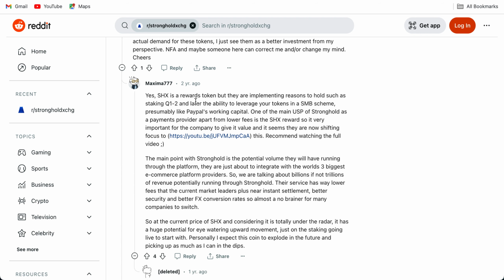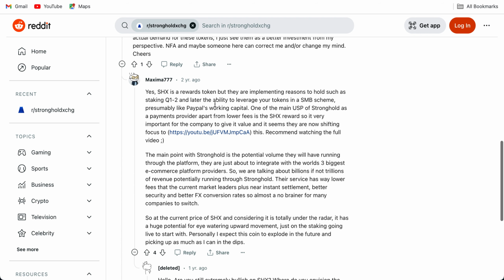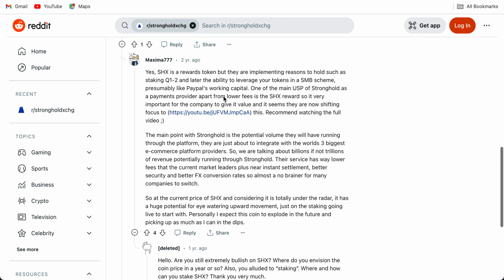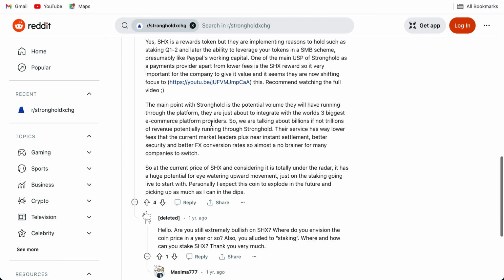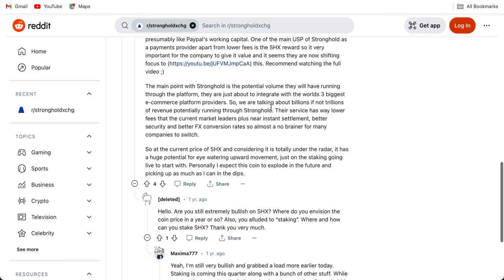Yes, SHX is a rewards token, but they are implementing reasons to hold, such as staking in Q1 to Q2 and later the ability to leverage your tokens in an SMB scheme, presumably like PayPal's working capital. One of the main USPs of Stronghold as a payments provider, apart from lower fees, is the SHX reward. So it is very important for the company to give it value, and it seems they are now shifting focus to this. Recommending watching this video.